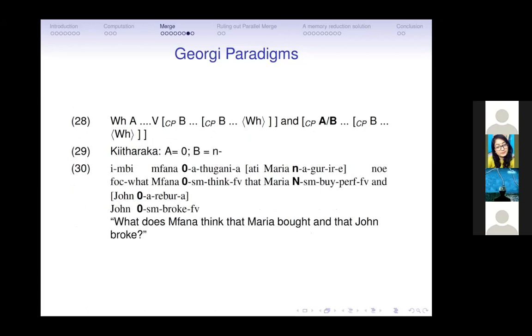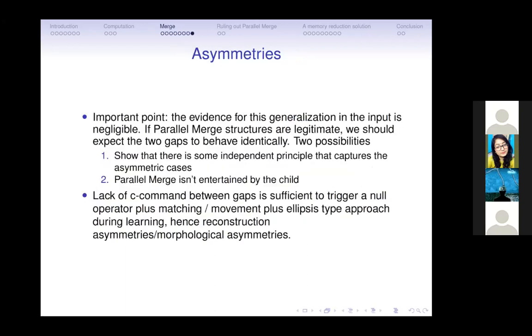Now, if the word "what" was the same object of buying and breaking, then basically we should find the same complementizer all the way through, and we don't, okay? So it turns out what Georgi shows is that in this very tiny weird little corner of the grammar, we don't get the expectation you would get if you had parallel merge. Okay, for those of you that have given up on all of this, here's the takeaway message.